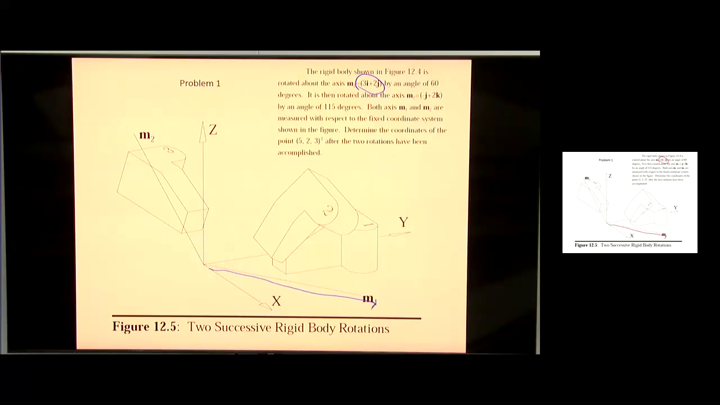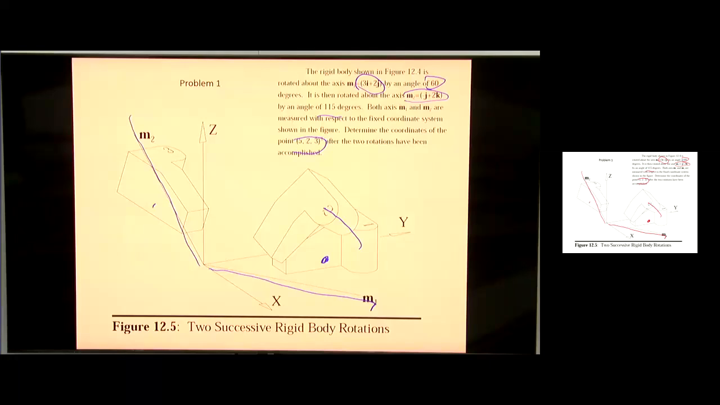It's in the XY plane, and it was rotated by an angle of 60 degrees. So it wound up in position 2. Then it's rotated about this new axis, which is not unitized yet, by 115 degrees. There's some point in the body, 5, 2, 3, and I want to know where that point winds up after the 2 rotations.